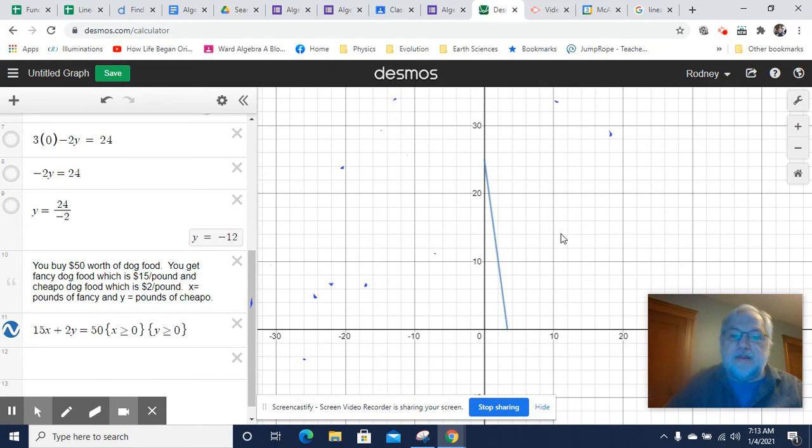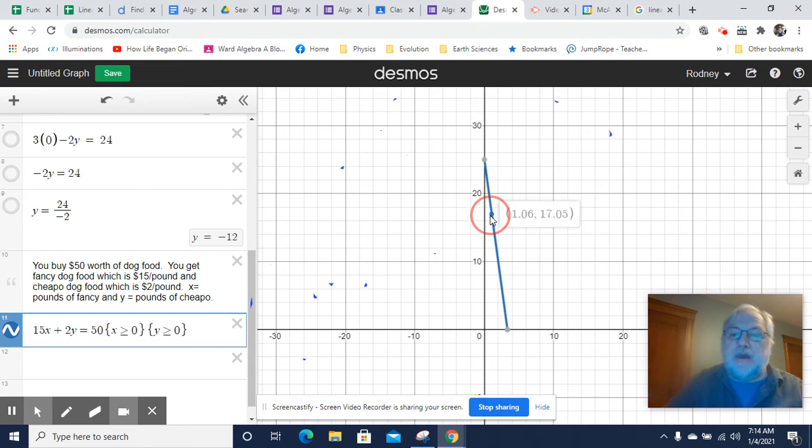I'll zoom out a little bit. So here you have all the possible combinations. You could have bought 2.9 pounds of fancy and 3.25 pounds of cheapo. You could have bought, well, let's get down to 1 pound. 1 pound of fancy and 17.5 pounds of cheapo. So this actually gives you a way to model all the infinite possible combinations of dog food that you could have got. You could have gotten 0 pounds of fancy and 25 pounds of cheapo. You could have gotten 3 1/3 pounds of fancy and no pounds of cheapo, and all sorts of combinations in between.